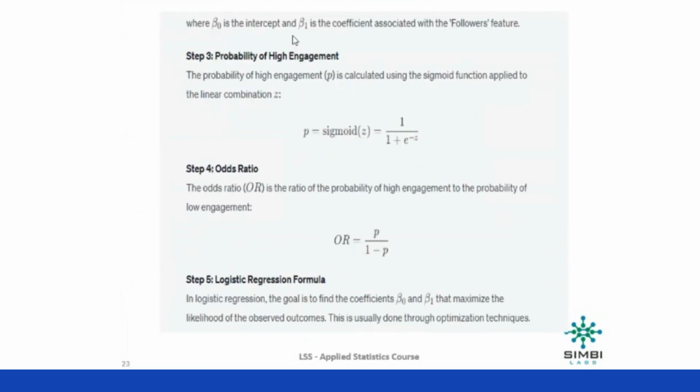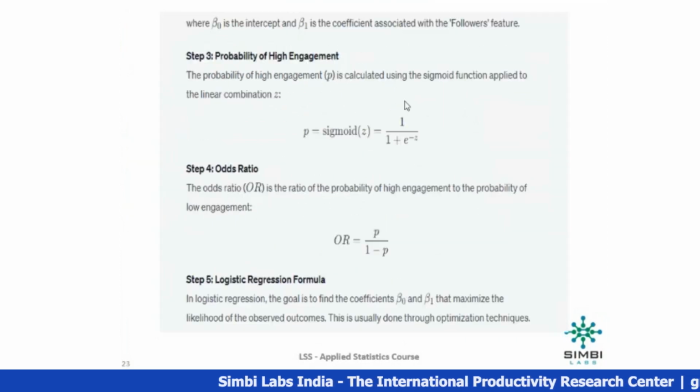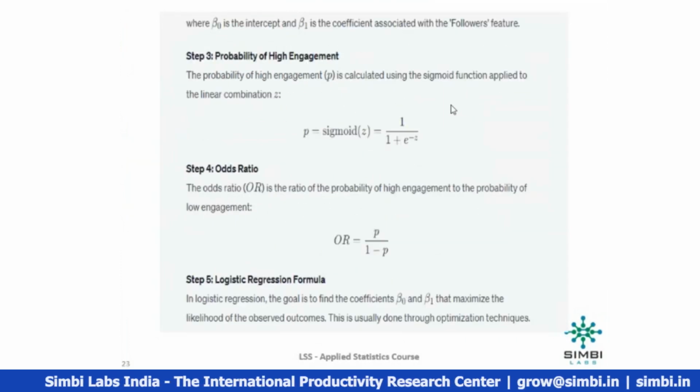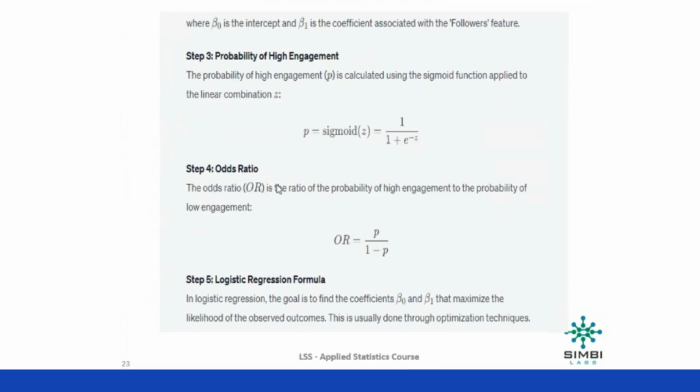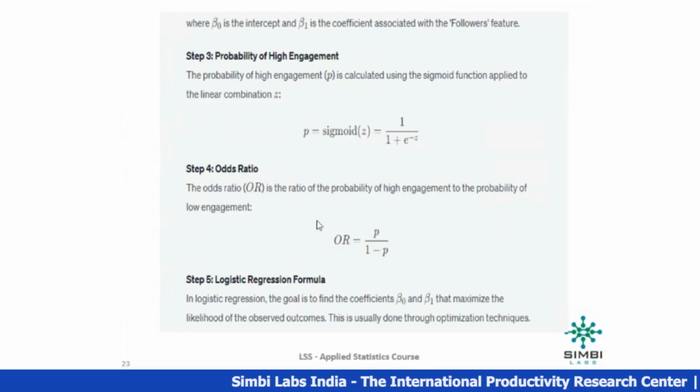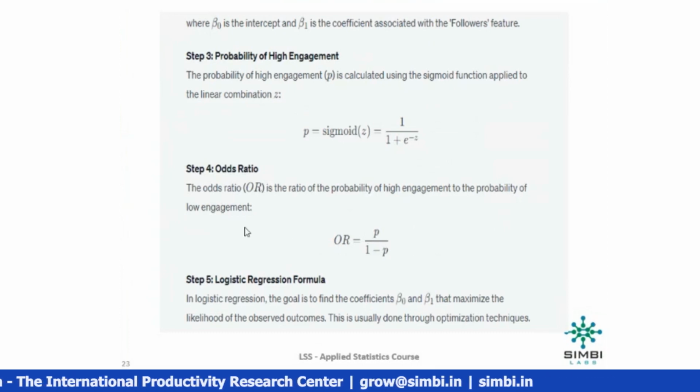So like that we can add them in the linear combination. And next, the probability of high engagement. So we can choose the data for the linear combination, like p equal to sigmoid of z, equal to 1 by 1 plus e power minus z. And to check the odds ratio, this is the ratio of the probability of high engagement to the probability of low engagement. So we can use the formula p by 1 minus p, and we can represent the odds ratio as OR.